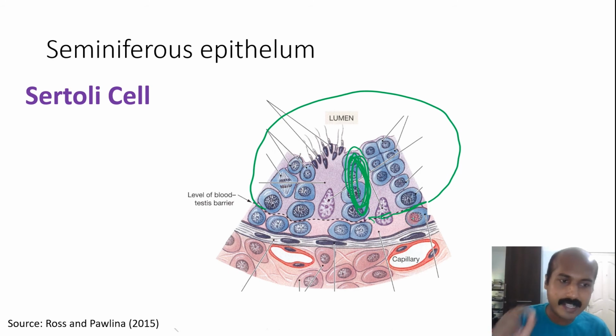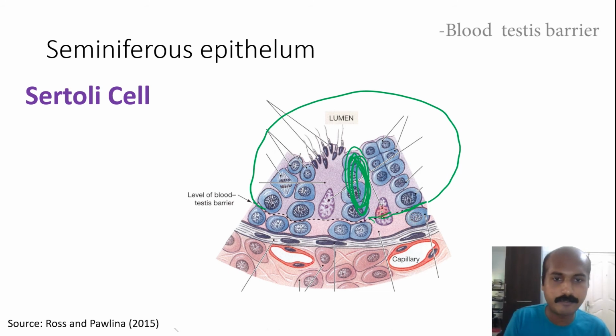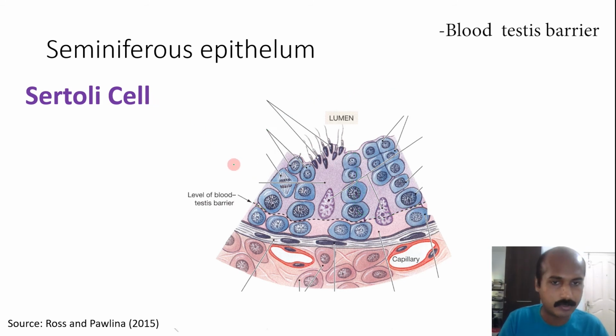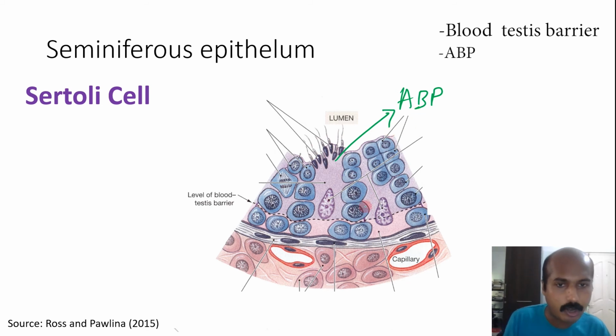So the cell that is predominantly responsible for the blood testis barrier is the Sertoli cell. Okay, that is a very important function of the Sertoli cell. Sertoli cell also has some other functions. For example, it is important for secreting a structure called androgen binding protein. It produces ABP. Androgen binding protein is essential for concentrating testosterone, which is the androgen, onto the luminal aspect, and that is important for spermatogenesis.